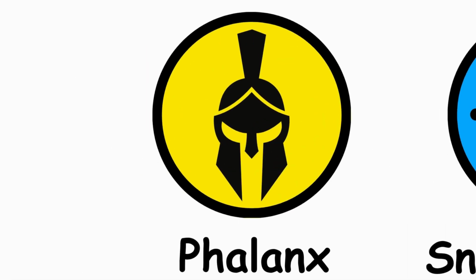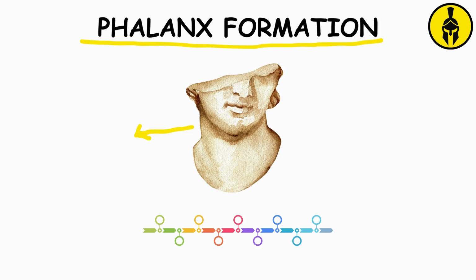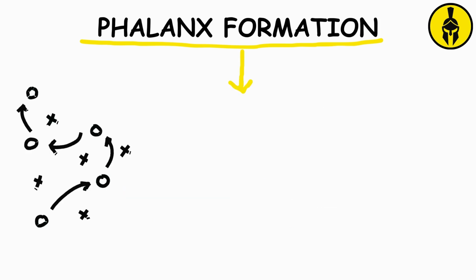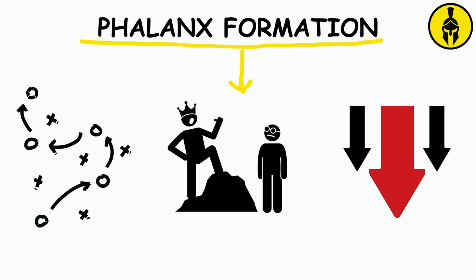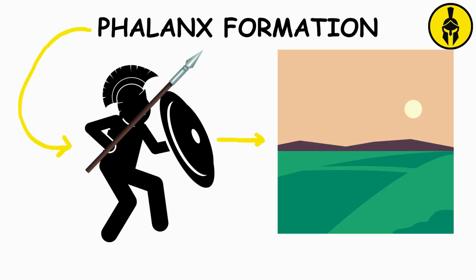Phalanx Formation. The Phalanx Formation was used for many years in ancient times, especially by the Greek and Macedonian armies. The Phalanx Formation uses long spears and shields. The reason for this tactic is to reduce the numerical superiority of the enemy army. This tactic is more of a defensive tactic that can be applied on flat terrain.